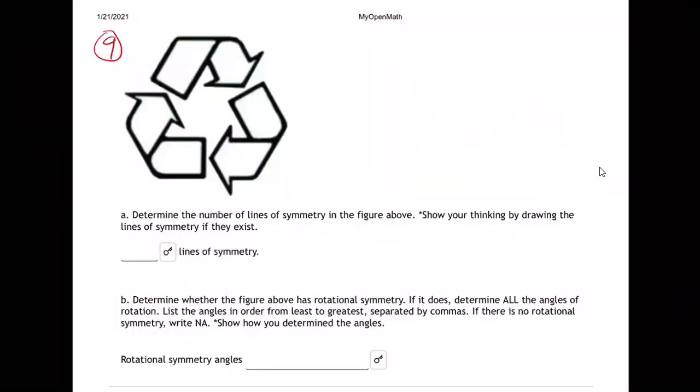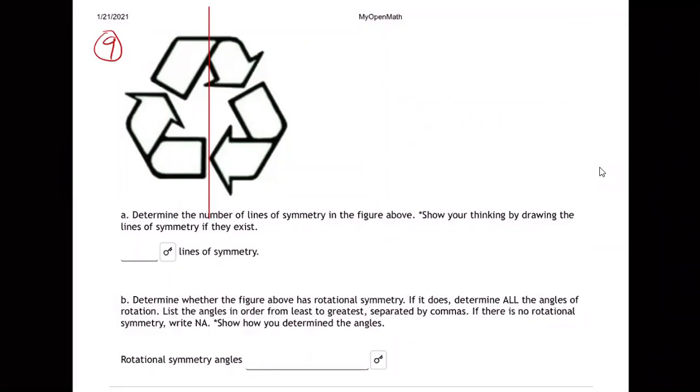So what do you think about number 9? Are there any lines of symmetry there? No. Yeah, I agree. When I first looked at this question, back when I was picking out homework, I thought maybe there would be a couple. I thought maybe this line right here, but it doesn't really look the same, does it?